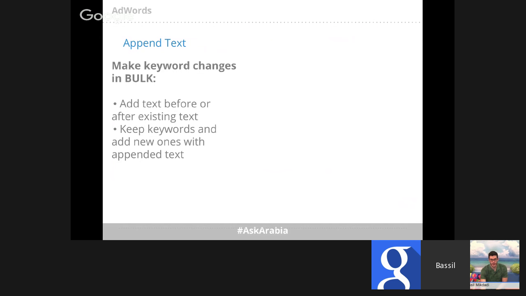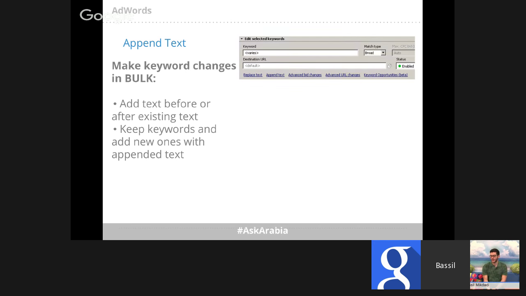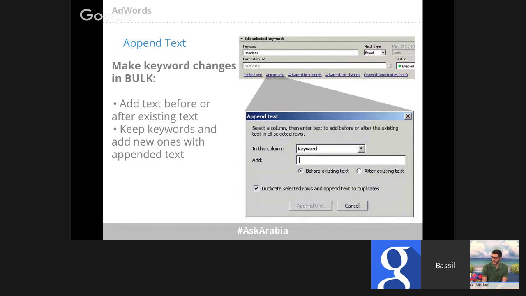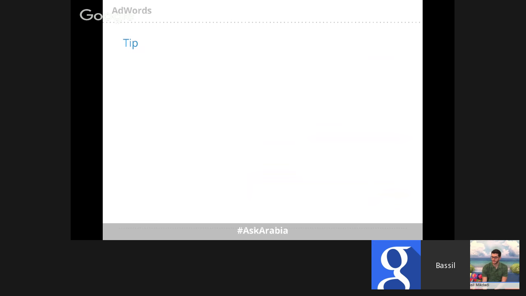Another thing you can do, and something we mentioned at the beginning of the presentation, is that you can append text. You can make changes to your text, and you can make keyword changes in bulk. So this will save you a lot of time. You can add text as well. So if you want to, let's say, add a couple of keywords, or if you want to make a headline a little bit more descriptive or change it, you can do that quite easily. And you can also keep keywords and add new ones within the appended text. So it'll look something like this. You click on Append Text, and then you can add keywords, for example.